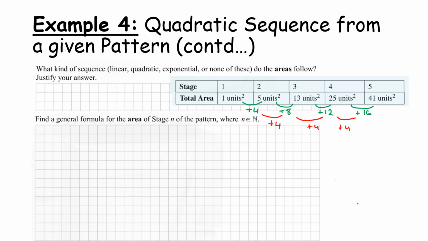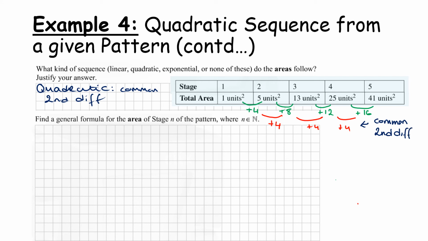So justify your answer. The answer we have is that because it has a common second difference, we would say quadratic, and we would say common second difference. We can show that easily here: common second difference. That is justification enough to say that it has a common second difference, so therefore it must be quadratic.